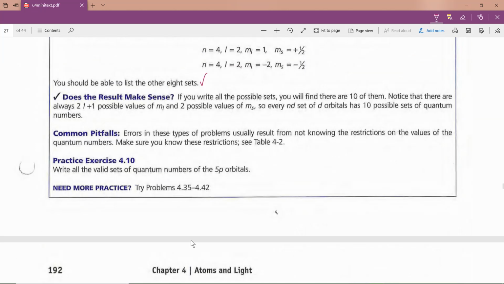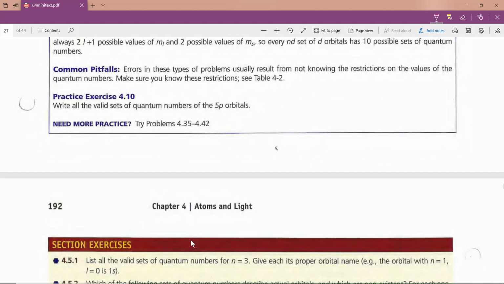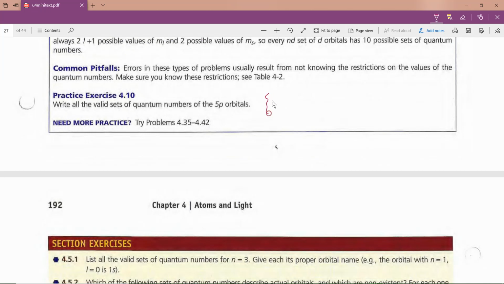Okay. Write all the valid sets of quantum numbers of the 5p. Well, 5p orbital, so n equals 5, l equals 1, m sub l can be 1, plus 1/2. Then you could have 5, 1, 0, plus 1/2, 5, 1, negative 1, plus 1/2. Then you could have 5, 1, 1, minus 1/2, 5, 1, 0, minus 1/2, 5, 1, minus 1, minus 1/2. So there are 6. You can get more practice there.